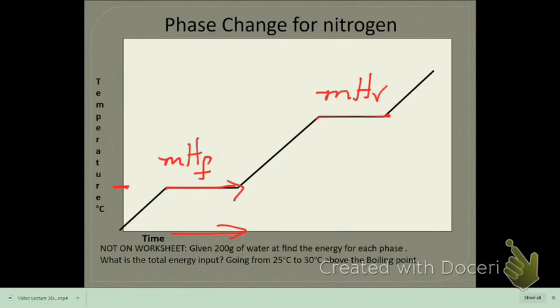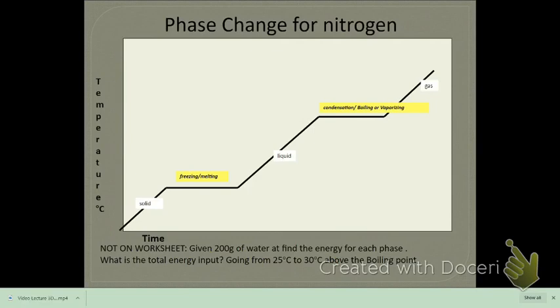Just a quick review, so let's go ahead and get ourselves started. There's my solid, my liquid, and my gas. There's where my melting is. There's where my freezing is. Now, if you look on the chart, and I'm supplying you with it right now, but we should remember that the freezing point of water is 0 degrees Celsius, and the boiling point of water is 100 degrees Celsius. This says that I'm going from 25 degrees to 30 degrees above the boiling point.